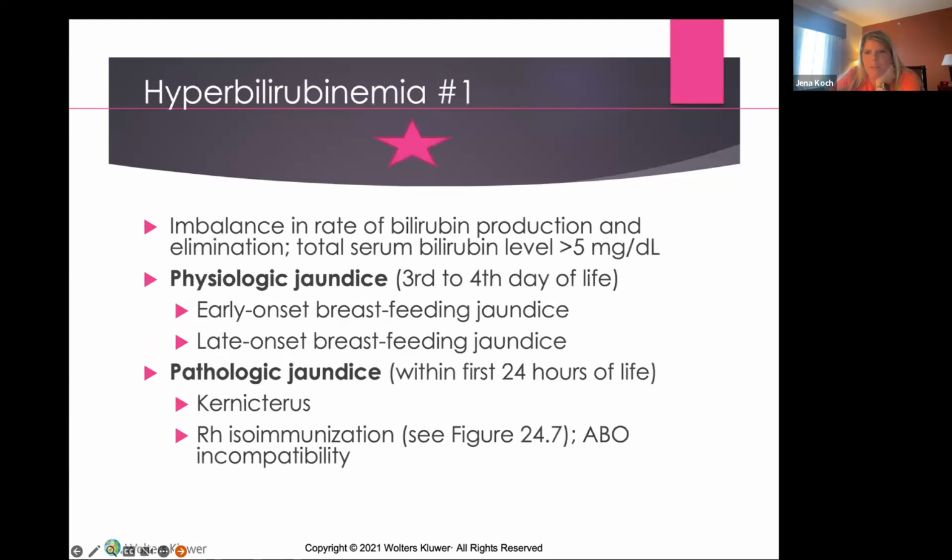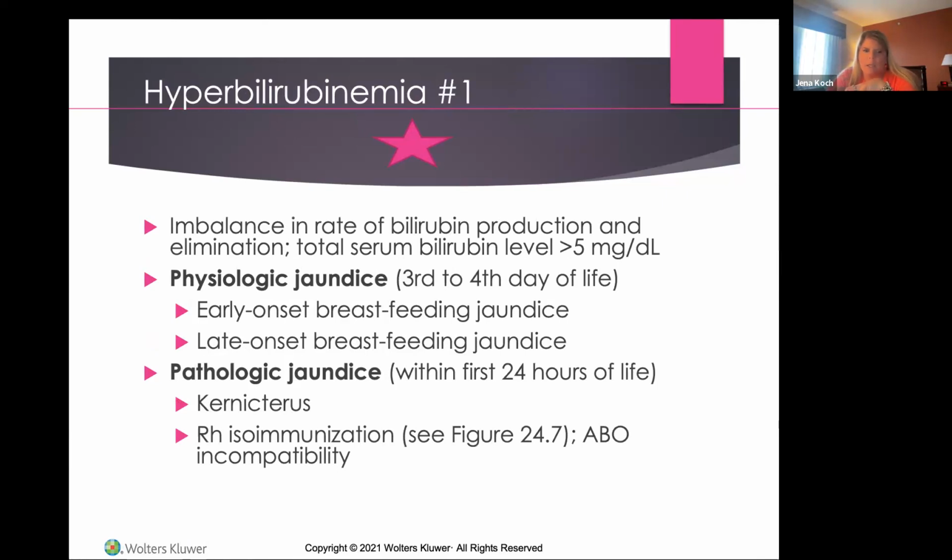Hyperbilirubinemia, I know we've talked about this in other chapters. Again, it has to do with an imbalance of the rate of bilirubin production and elimination. Physiological jaundice is again the 3rd to 4th day of life. Early onset breastfeeding jaundice could also be late onset. Pathological jaundice again happens within the first 24 hours of life.